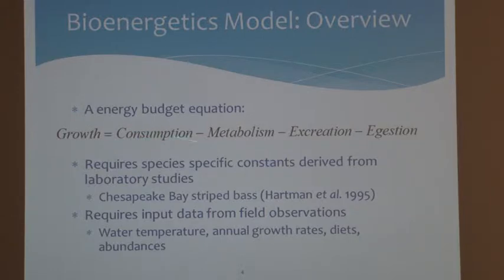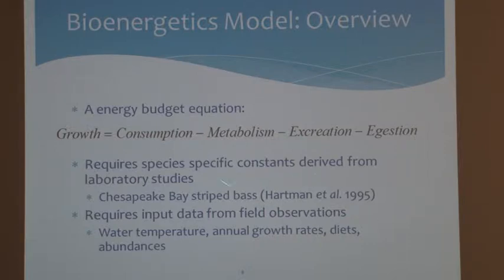Each of these components, consumption, metabolism, which also includes respiration, excretion, and digestion, require species-specific constants that are derived from laboratory studies. For mine, I used constants from Chesapeake Bay striped bass. It was a study done in 1995 by Hartman. And it is relatively common to universally apply these species-specific constants. It's been done in other studies in the past.